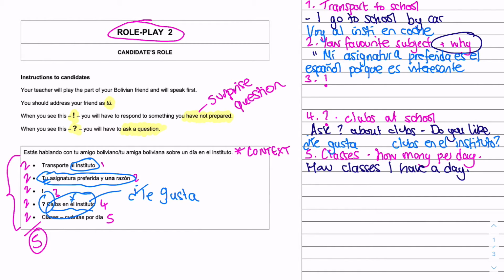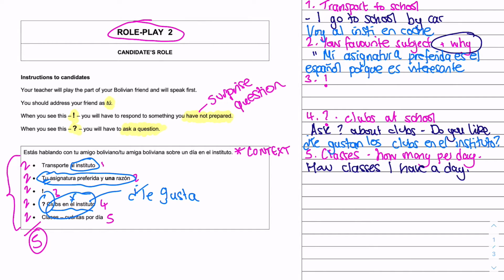When we're using gustar, remember in Spanish we don't say, do you like chocolate? We say, do you like the chocolate? In the same way, we're going to say, do you like the clubs at school? So I'm going to have to put my article, los. And because los clubs is plural, I have to change te gusta to te gustan.